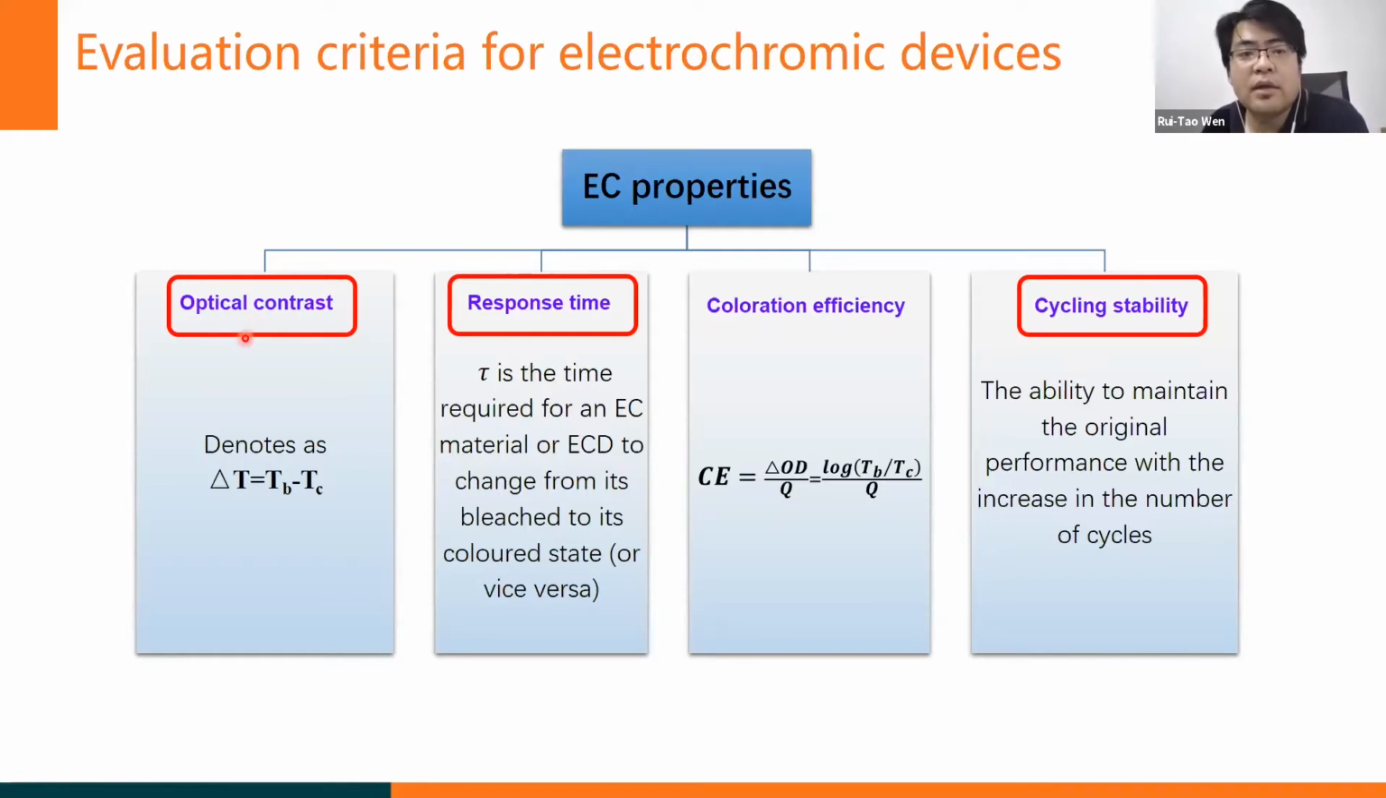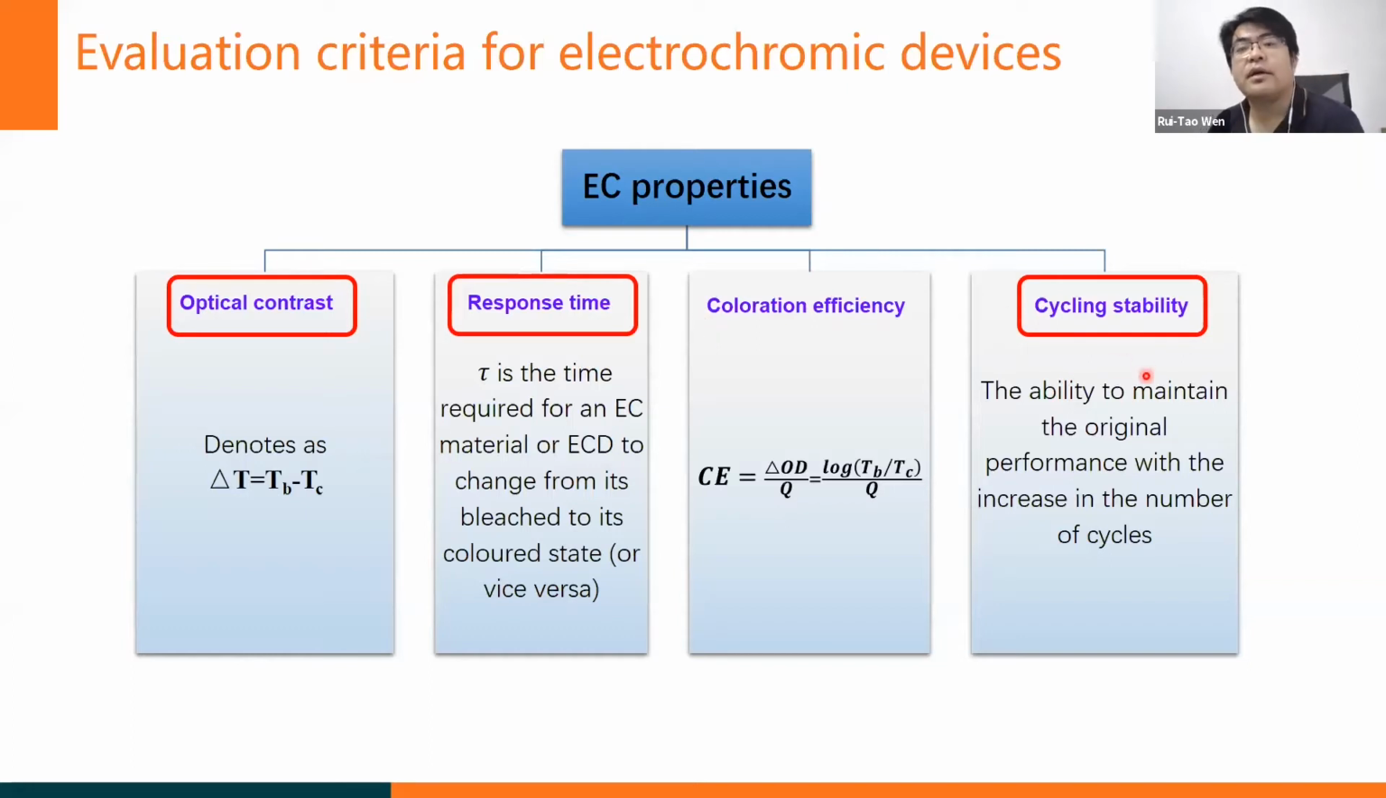The second part is the response time. As I mentioned, the response time is not as good as a liquid crystal. But in window applications, for example, a few minutes should be okay and acceptable. The third part is the color efficiency. That stands for how much energy is consumed to change the color of the window. Basically, we want to consume as little energy as possible for the devices.